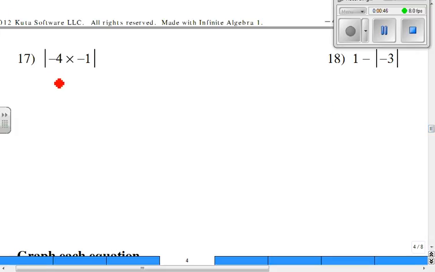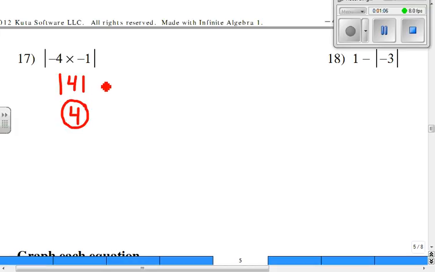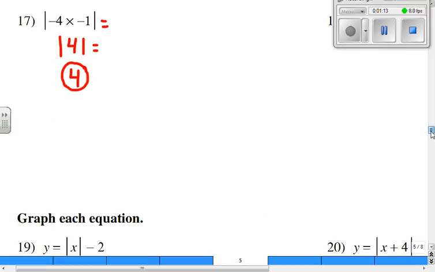Okay, so we want to know -4 times -1. Well, negative times a negative is a positive. So this really asks us for the absolute value of 4. Well, the absolute value of 4 is just 4. We get 4 when we evaluate this. We're evaluating, so we can write an equal sign.